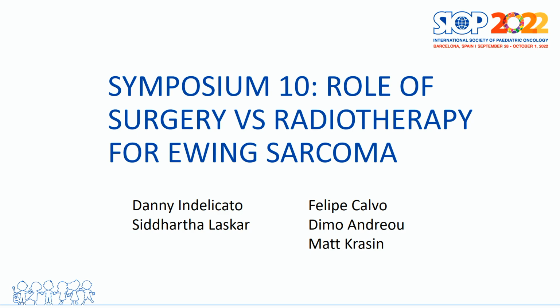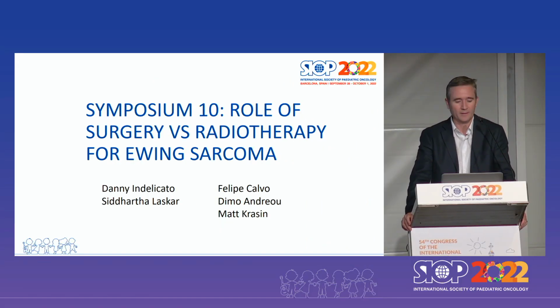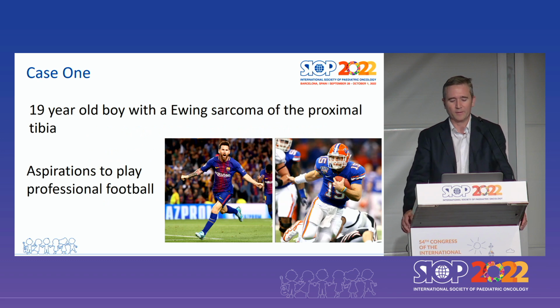As I said at the beginning, we have 3 exemplary cases that I hope elicit discussion covering a number of the topics discussed in the previous talks. So the first case is a 19-year-old boy with a Ewing sarcoma of the proximal tibia. He has aspirations to play professional football.